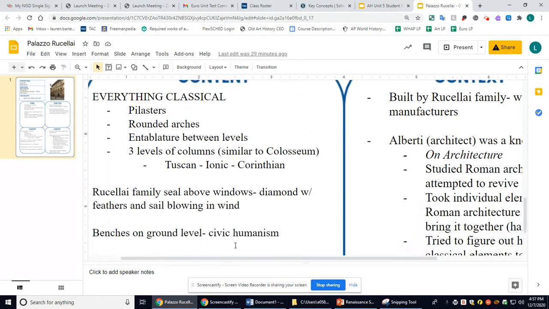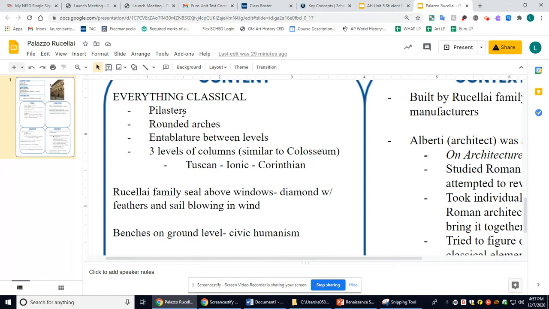So there's so much classical here. The pilasters, which are those squared off engaged columns, the rounded arches, the entablature and the friezes between levels, the three levels of columns similar to the Colosseum, the Rucellai family seal above the windows, and it's the diamond with feathers and the sail blowing in the wind. And then the benches on the ground level display that idea of civic humanism. And civic humanism we talked about at the beginning of this unit.